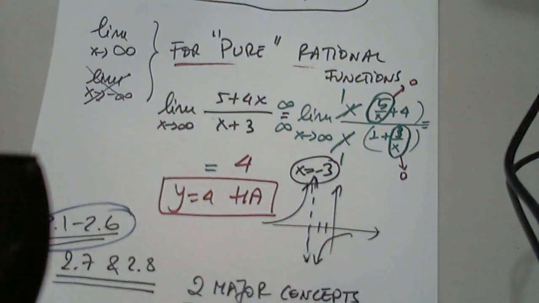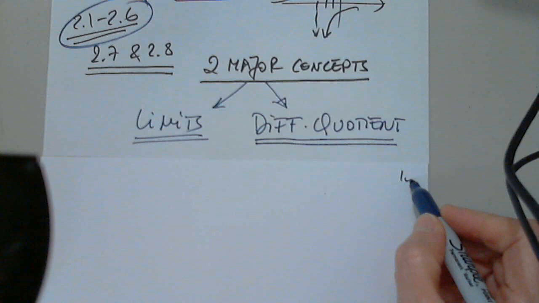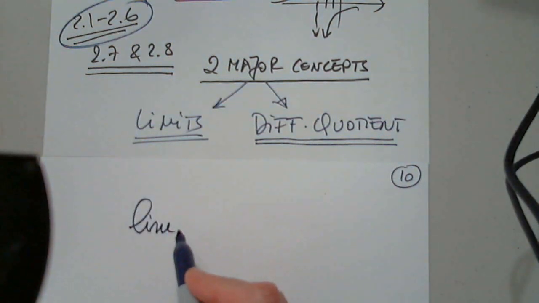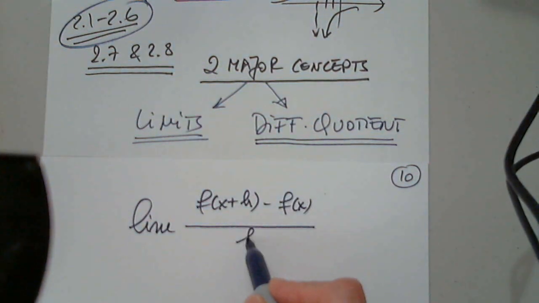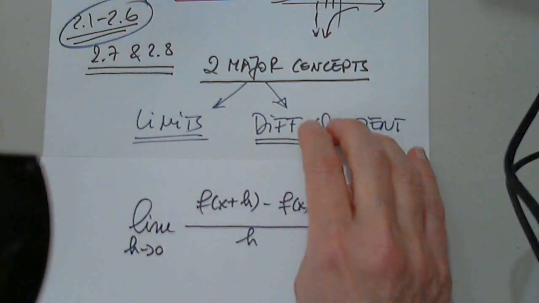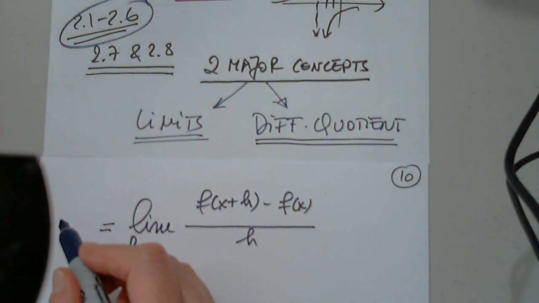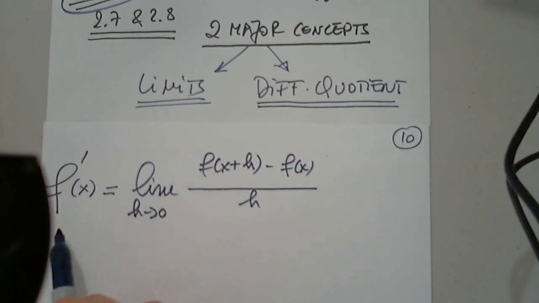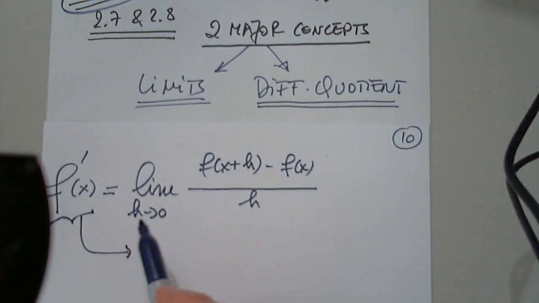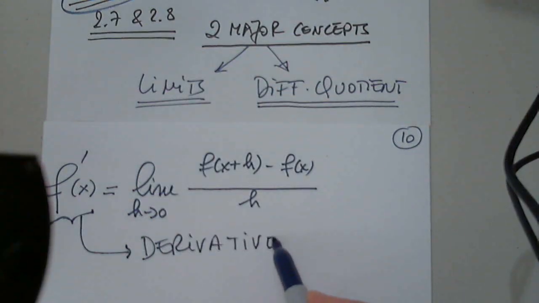So what do I mean by putting them together? When we put these two concepts together, like the limit and the difference quotient, of course, as h approaches zero, we get something called f prime of x. What is all this? What does this mean? This is the derivative, and this is the title of these two sections: derivative function.